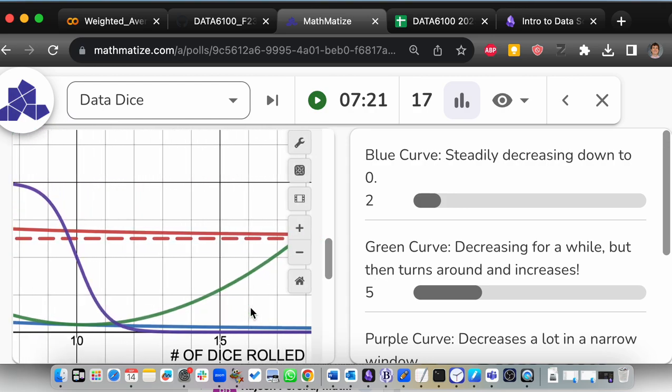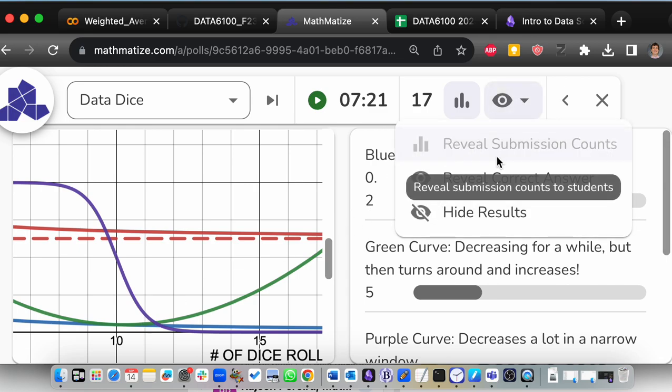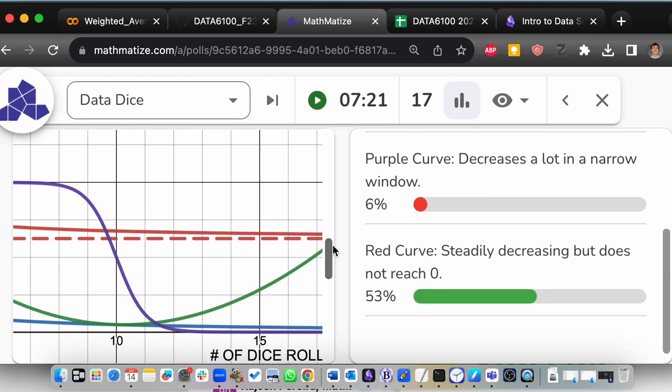So if you chose green, it means you think there's a sweet spot where, and this is just a cartoon, if you roll 10 dice, that's really good. And then if you keep rolling dice, it gets worse and worse. And that is not correct. So let me reveal the correct answer. The correct answer is the red curve. So just over half the people got it right. It really does go down like this.